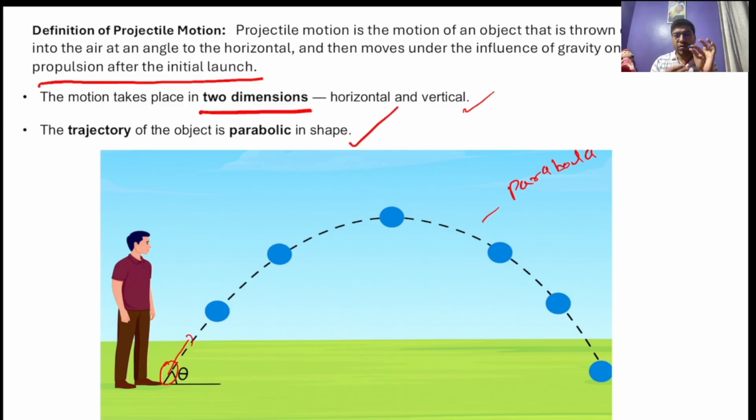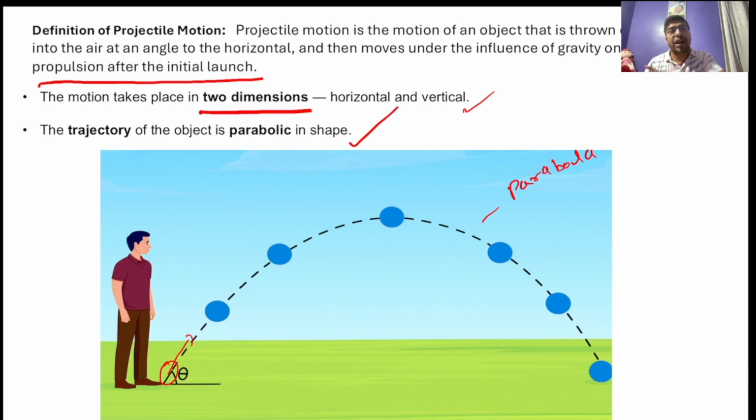If you throw this cap upward, it will again come down into my hand. So it moves up and down on the same trajectory, the same line. So it's a one-dimensional motion only. Why? Because the object is moving in one line. Clear? So this will not be considered a projectile motion.